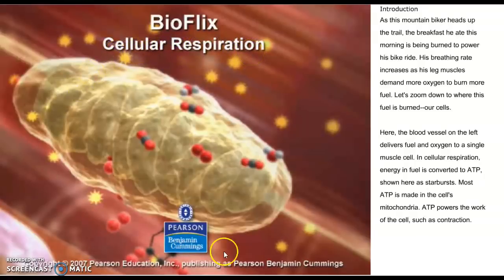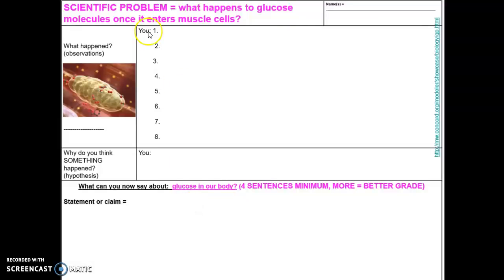So we're going to explore, we're going to investigate this in order to complete an SOU. So we want to learn about this scientific problem, what happens to glucose molecules once it enters muscle cells. Your job is to write up to 8 observations, things that you see, and then you answer a hypothesis of what you think is a good answer to this scientific problem. You write, my hypothesis is what you think is the answer to this scientific problem.